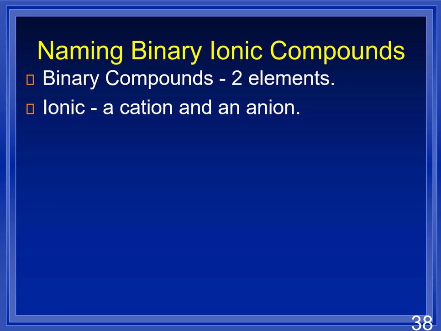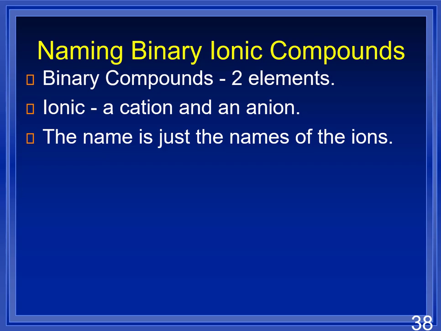And the name? The name is just the name of the ions. Just write the name of the ions. So we don't have twice as many names, we've got to pick an order. It's always cation first, anion second. Just like in the formulas, cation first, anion second.